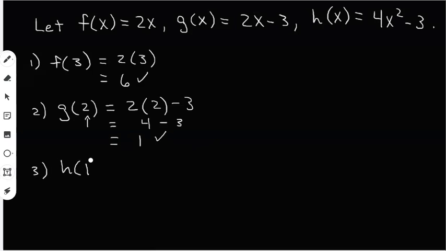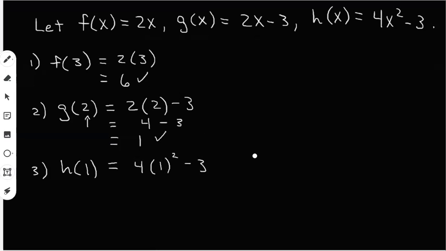Okay, let's do h of 1. Now this time we're using function h of x, which is 4x squared minus 3. So I'm going to keep the 4 the same. I'm going to replace x with a 1. Notice that the x is squared up here, so we're going to keep that exponent as 2. And we're still going to have a minus 3 on the outside.